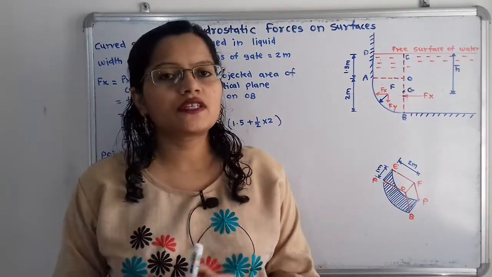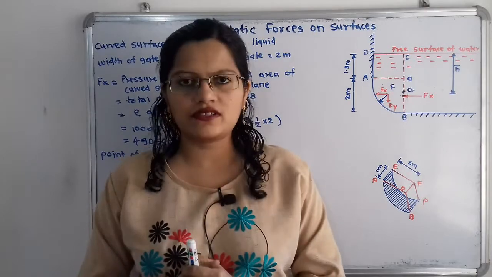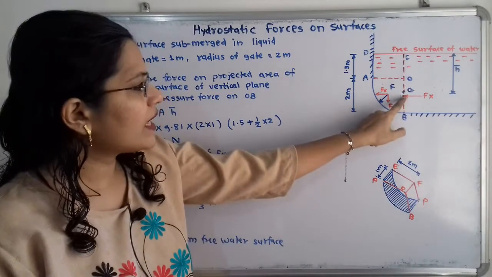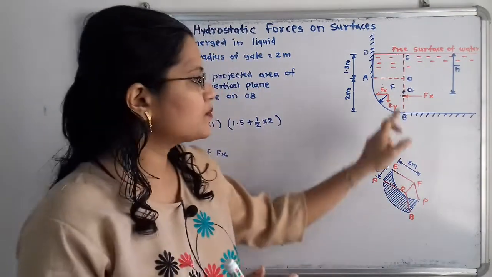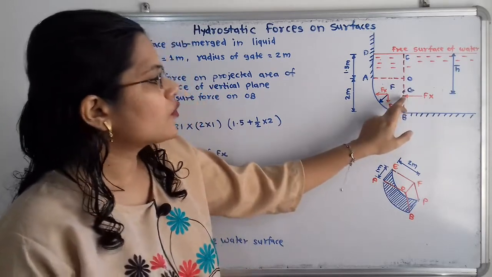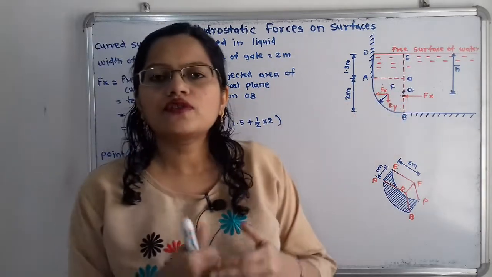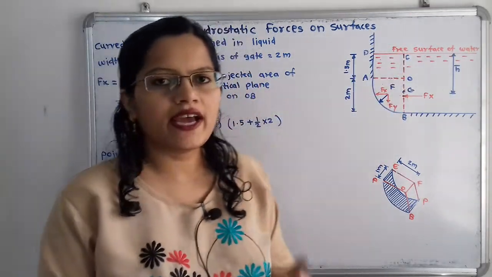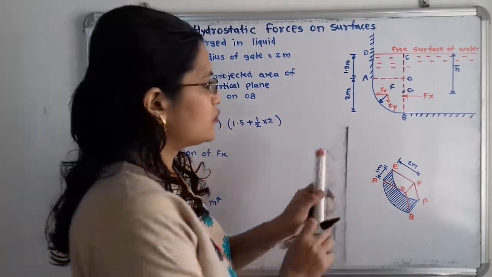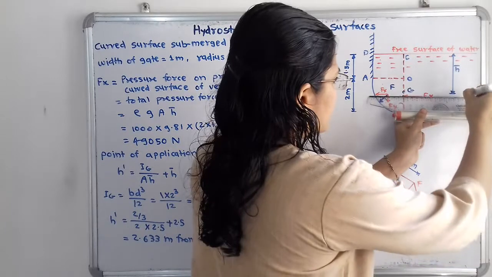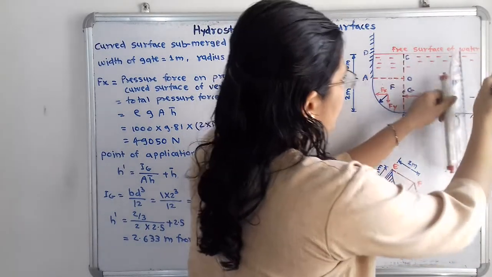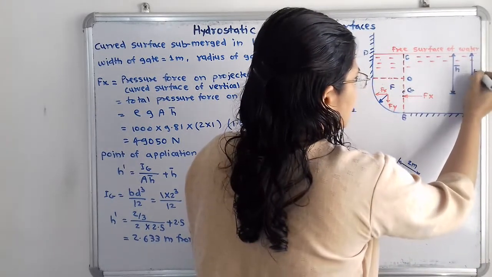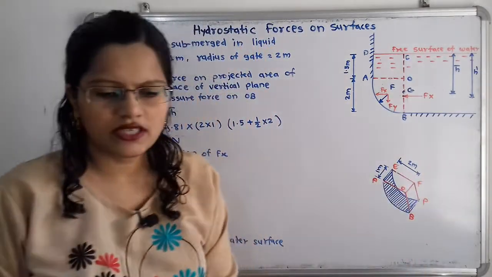Now we will calculate the point of application of this force Fx, that is the center of pressure. So how to calculate that? We have to calculate the exact location of the point of application of this force Fx. So where is this point? We can measure this point of application from the free surface of water, and it is shown as the notation H dash. I will show it here: from this point up to the free surface of water, this vertical distance is H dash. So how to measure this H dash?